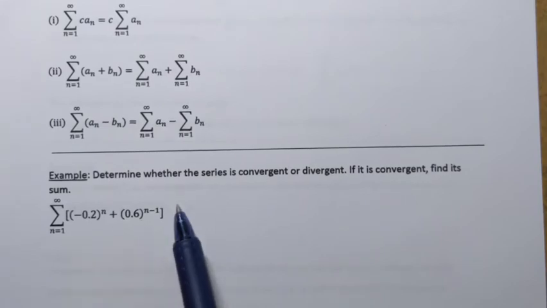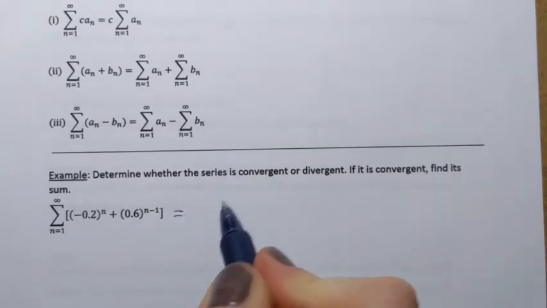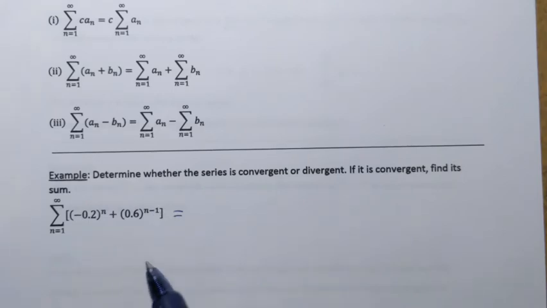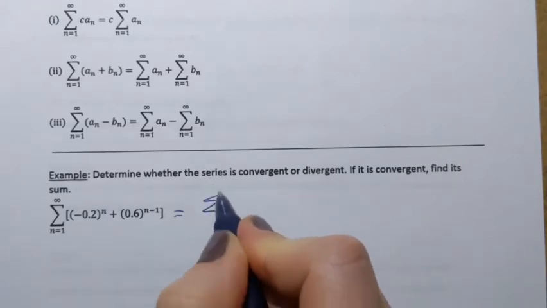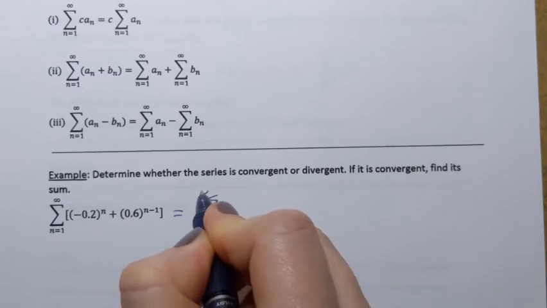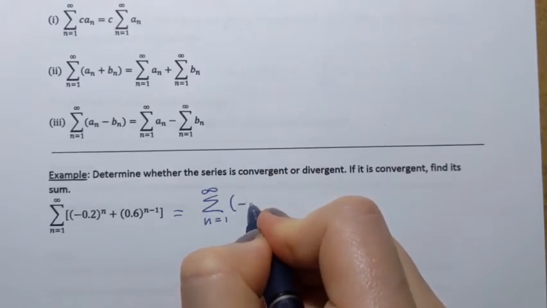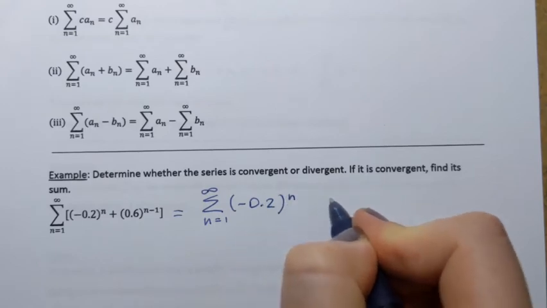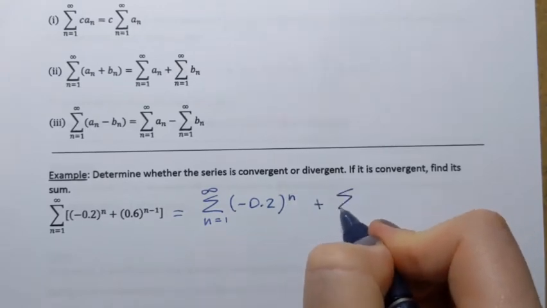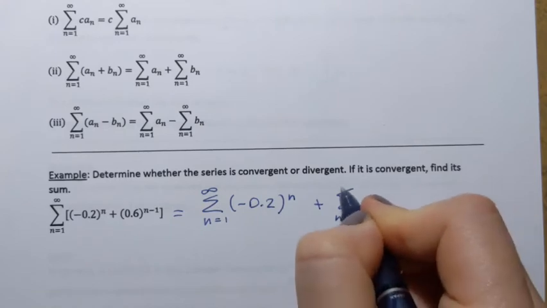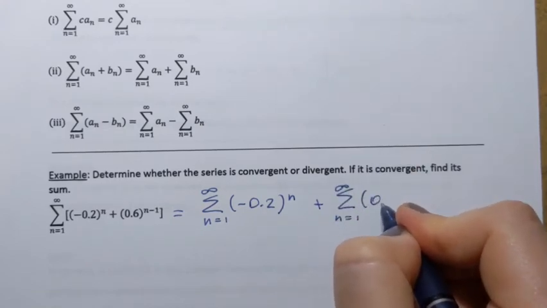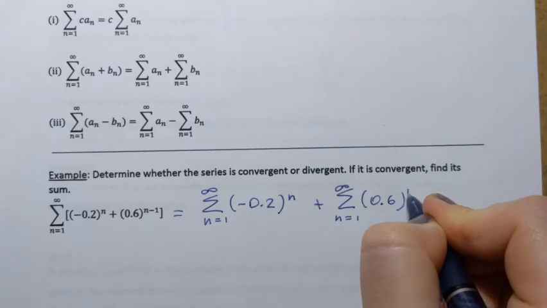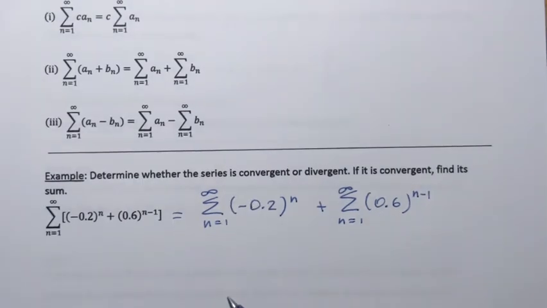Since the general term represents a sum, we can split it up. We can view this as two series. The first one is the series from 1 to infinity of negative 0.2 to the power n, plus another series, which is the series of 0.6 to the power n minus 1. And if we find that both of them are convergent, then the original series is also convergent. Okay, so let's focus on each.